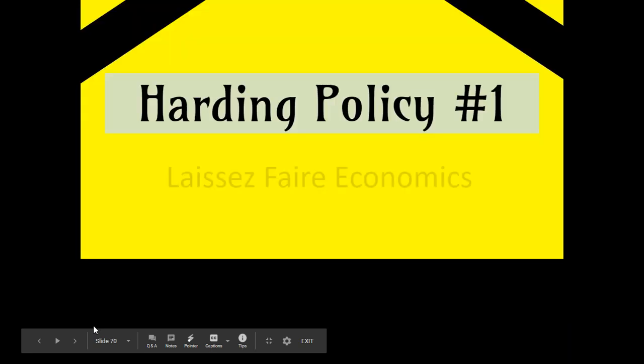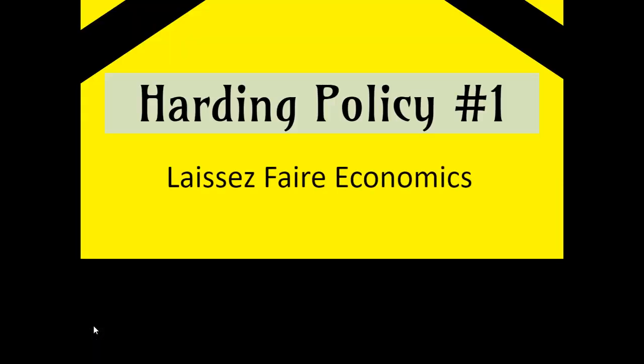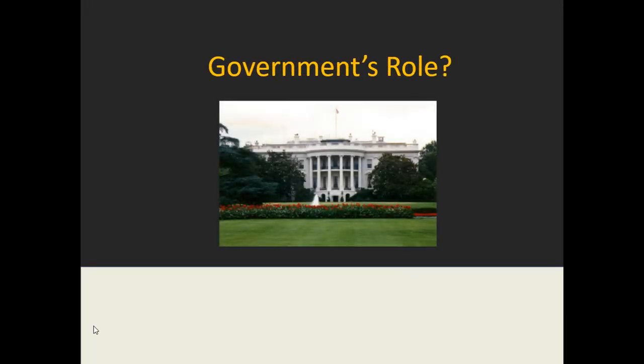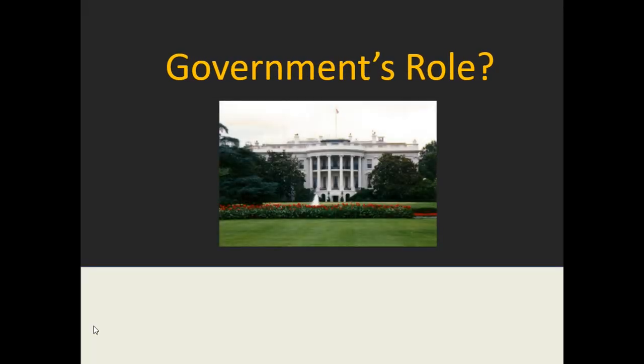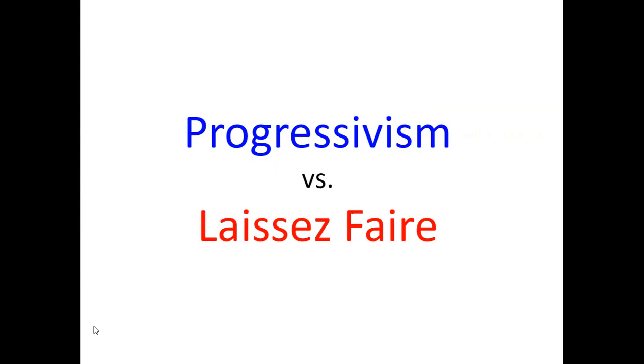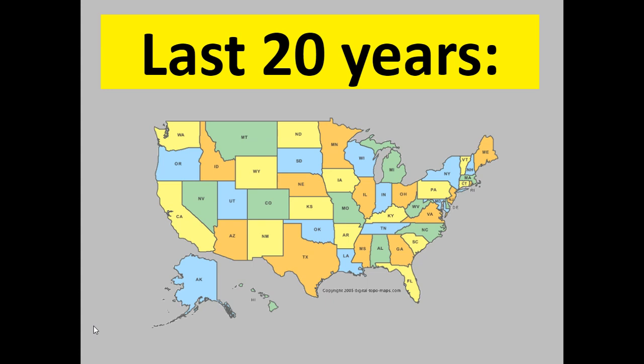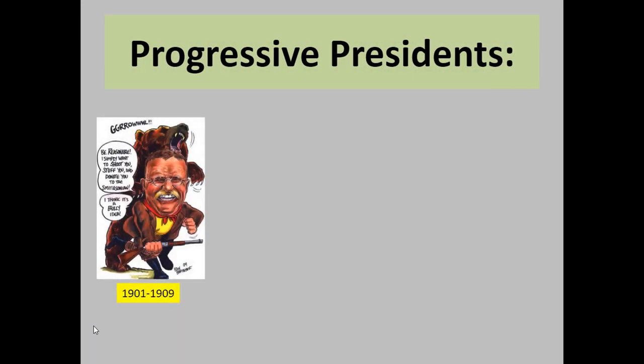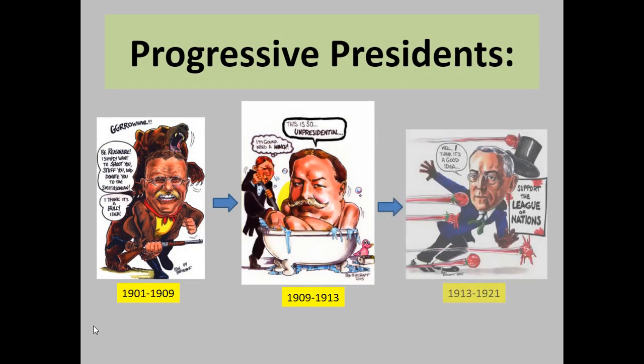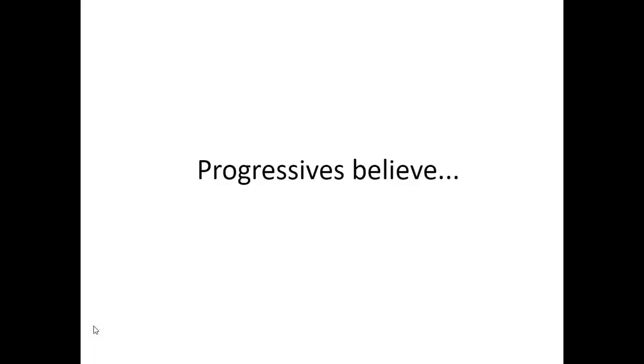Now, Harding, policy number 1, has to do with laissez-faire economics, that philosophy. Once again, this was something we talked about during the campaign, but now that Harding's in power, he has some power to determine what the role of government is. And the big debate was progressivism versus laissez-faire. Progressivism had dominated the last 20 years. Roosevelt was a progressive, Taft was a progressive, Wilson was a progressive, even though he was in a different party.